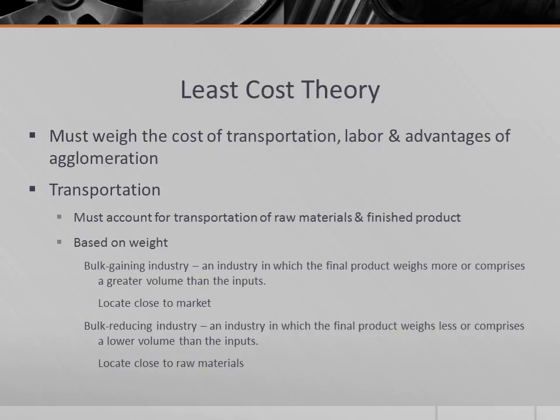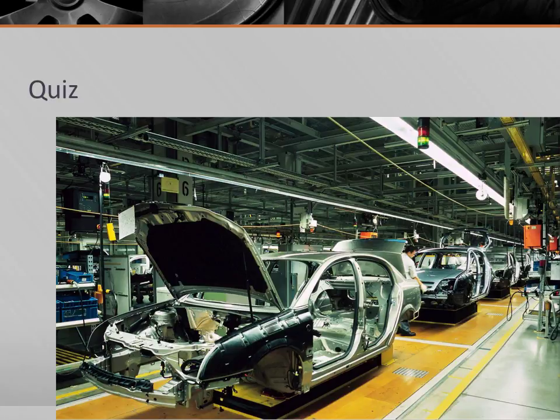On the flip side of that, we have bulk reducing industries, an industry in which the final product weighs less or comprises a lower volume than the inputs. And so for a bulk reducing industry, they're going to locate close to the raw materials to minimize the distance that the heavy items are shipped. In this case, those are the raw materials because the finished product weighs less or comprises a lower volume than the inputs. So let's go ahead and have one of our fun little quizzes.